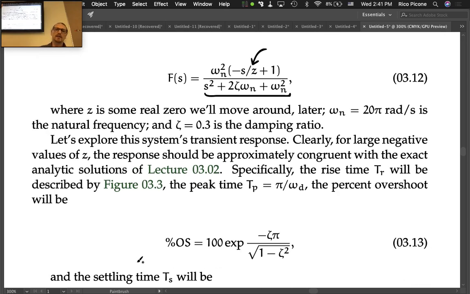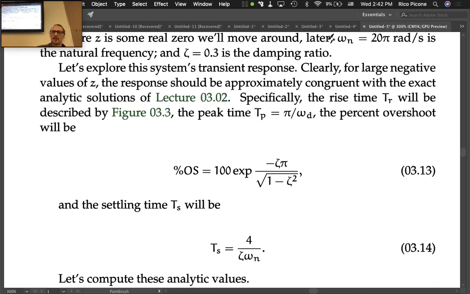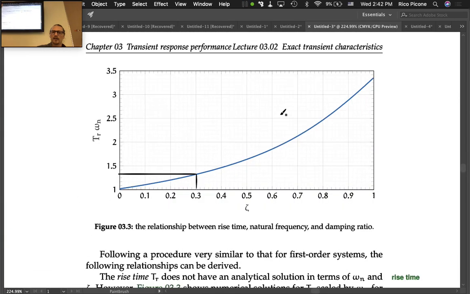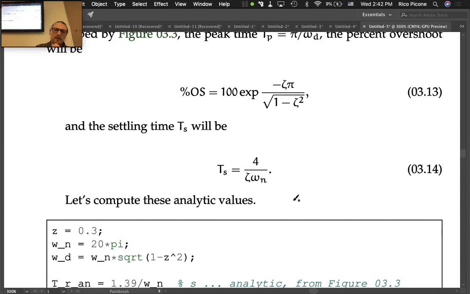Clearly, for large negative values of z, the response should be approximately congruent with the exact analytic solutions of lecture 3.2. Specifically, the rise time will be described by figure 3.3. The peak time will be here. So these were the formulas that were given in lecture 3.2, and that figure is right here. And good. So let's compute these analytic values.